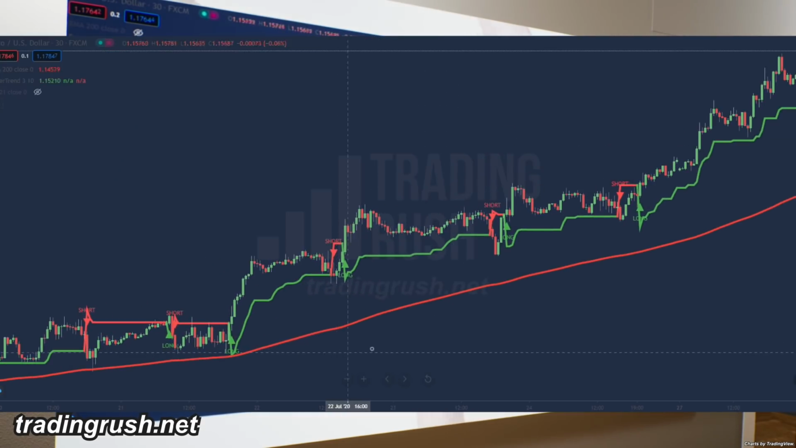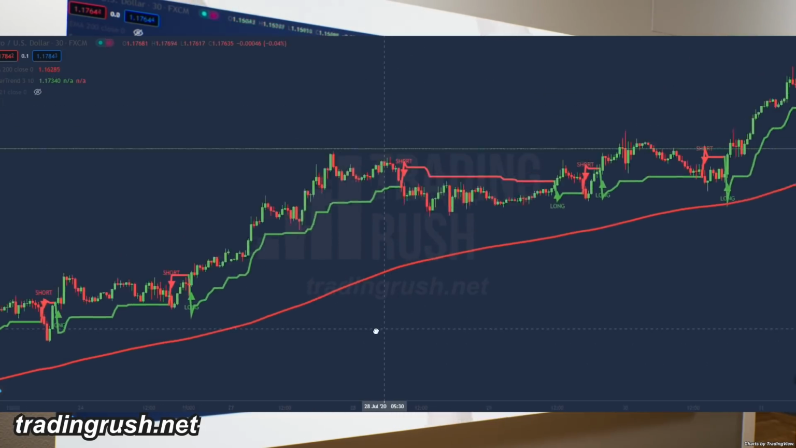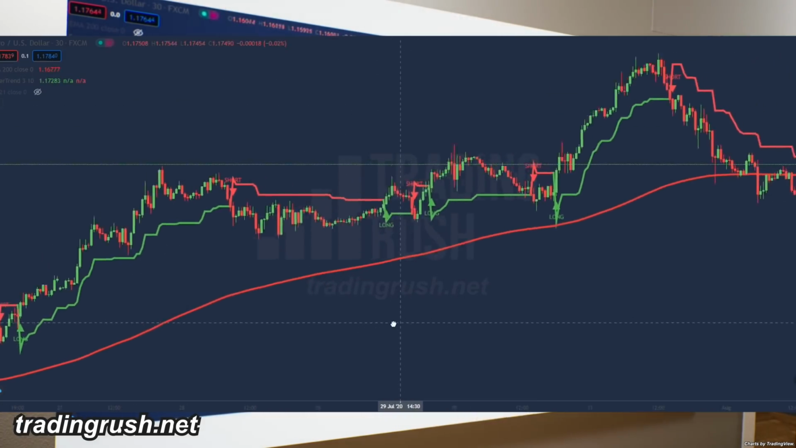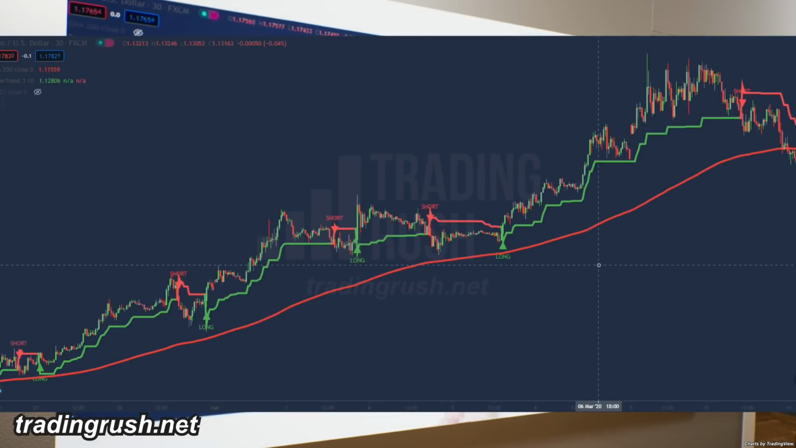So to filter out the false signals given by the Supertrend Indicator, we will use the 200-period exponential moving average. The 200-period moving average is widely used to find the direction of the long-term trend.